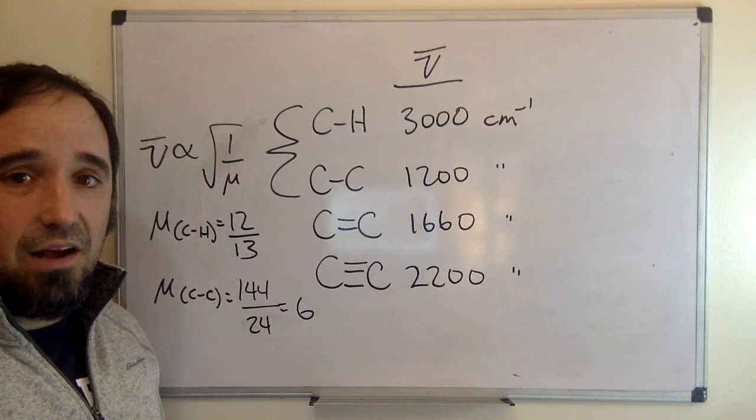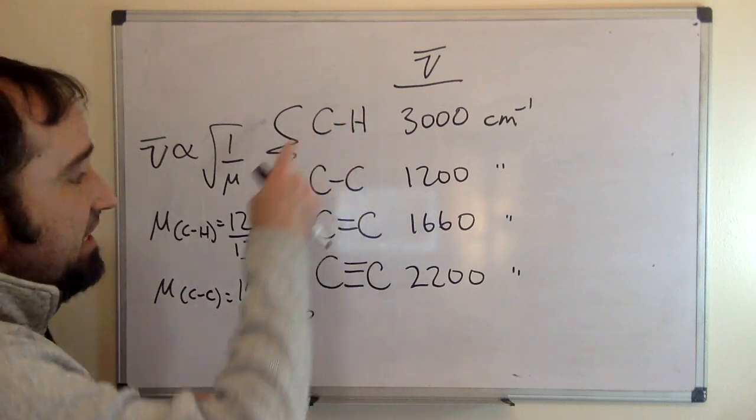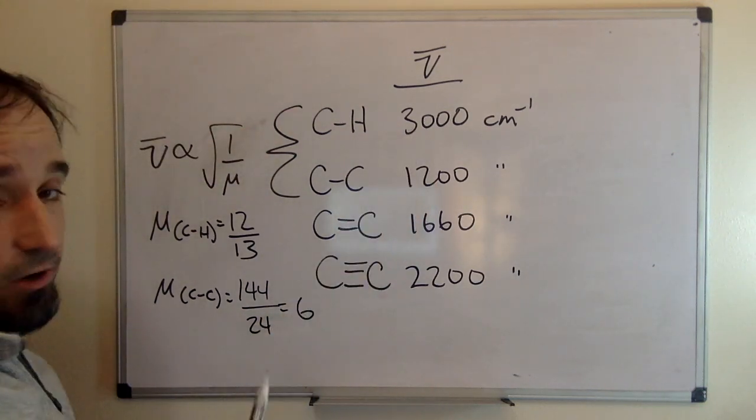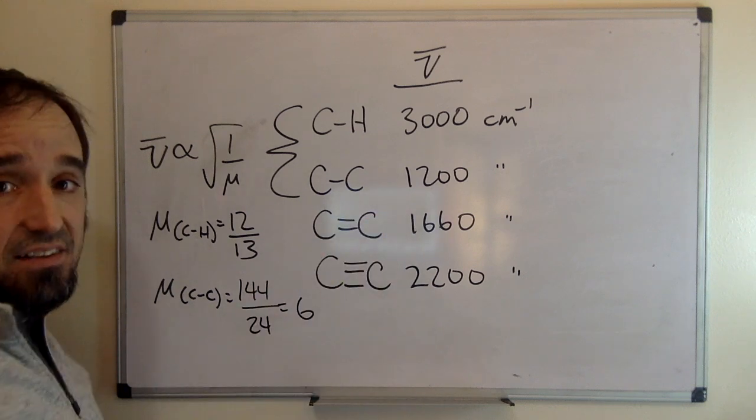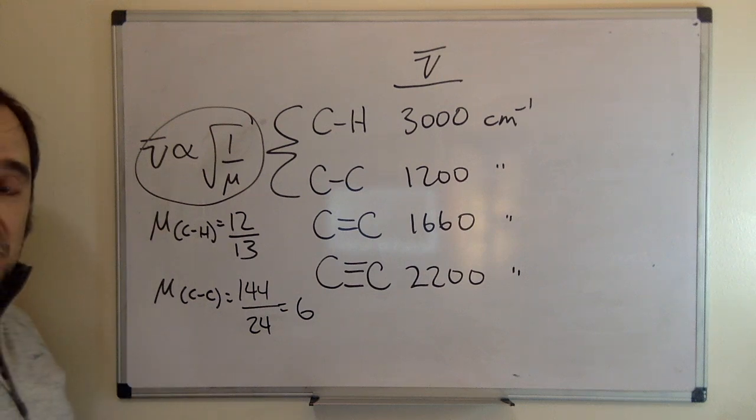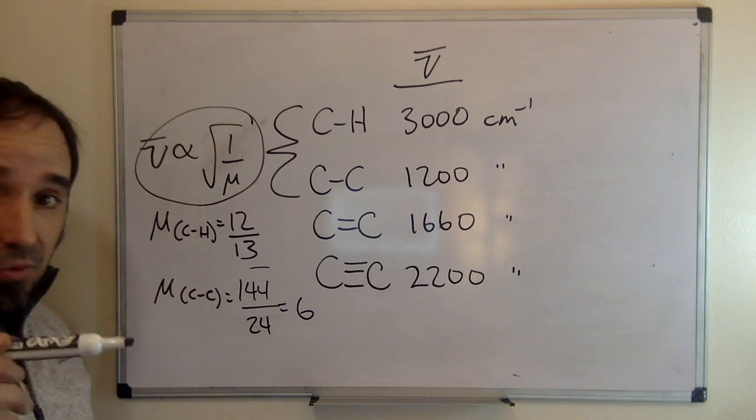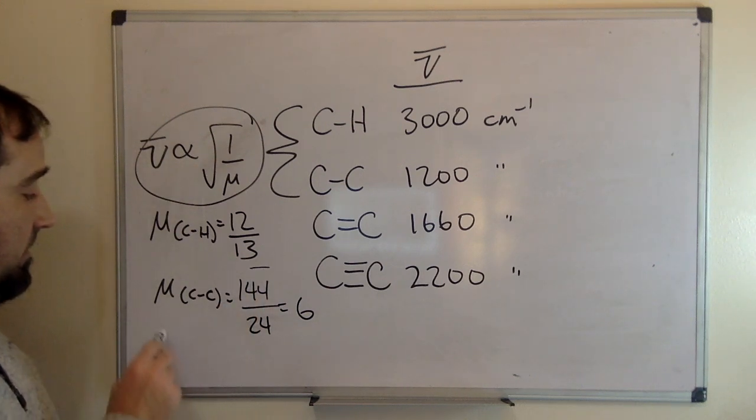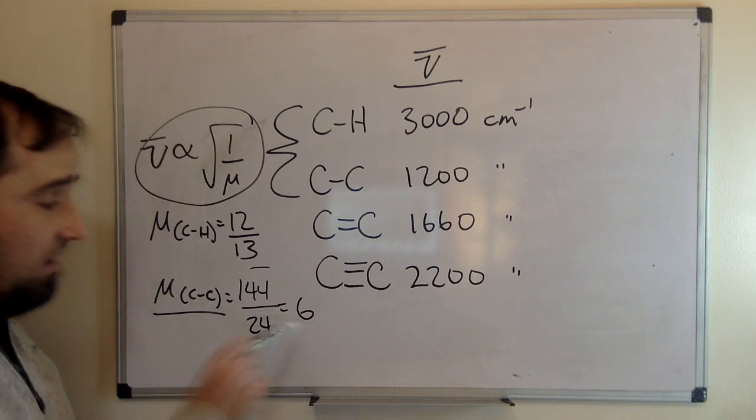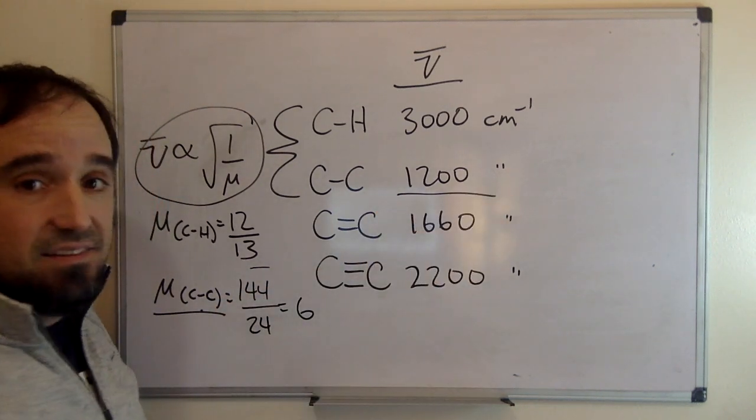As a quick example of how that works, here I've got some typical frequencies of CH and CC bonds. If I compare my CH with my CC, the CH stretch is a lot higher than the CC stretch at 1200. So that is an indication of its relation to reduced mass. So the reduced mass of the CH is again 12 times 1 over 12 plus 1. The reduced mass of a CC bond is 12 times 12 over 12 plus 12. That equals 6.